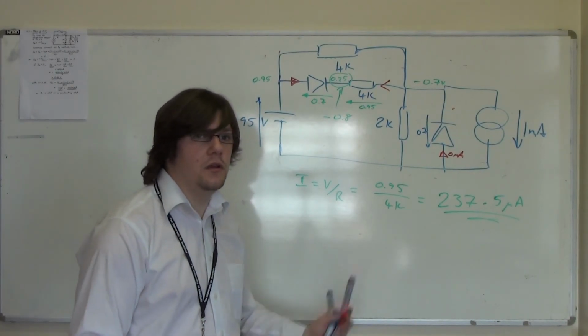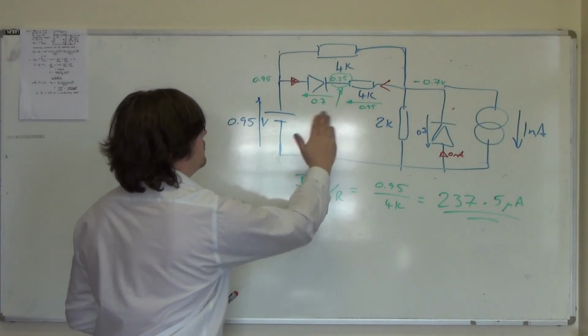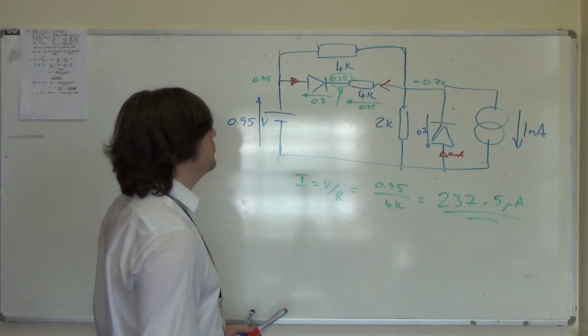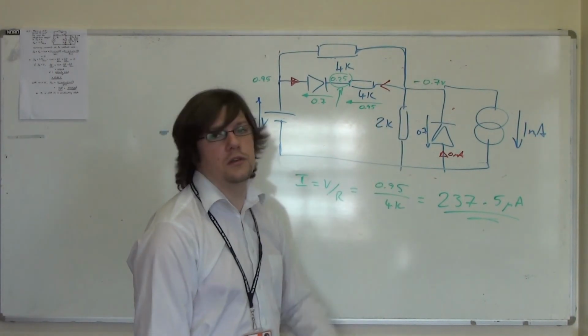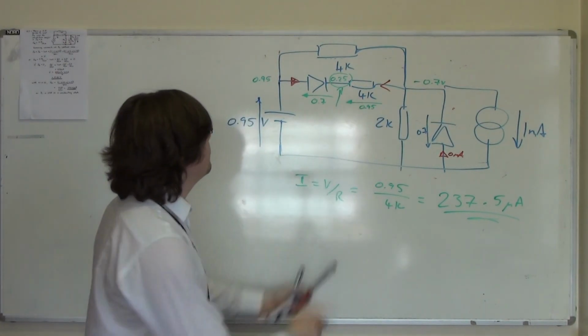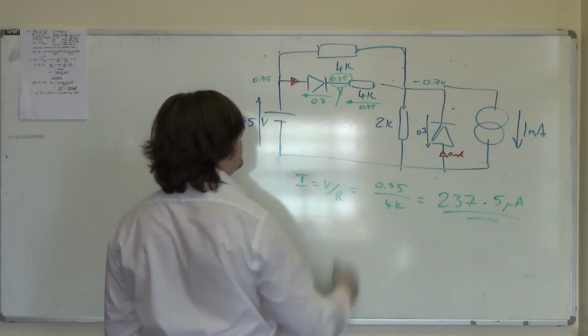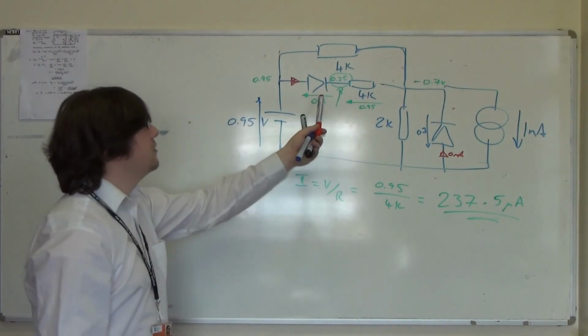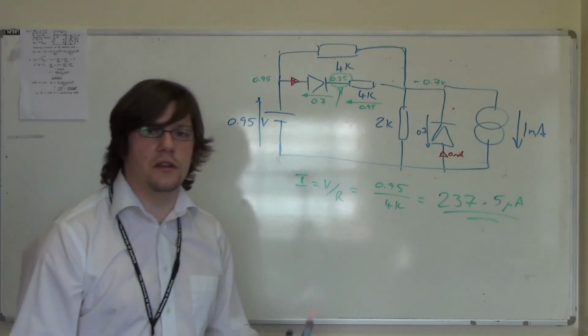As it is, we found out that in fact this isn't minus anything, it's plus 0.25, which is bigger than minus 0.7, so there is a current flowing that way, not that way, through that resistor, and the assumption about this diode being conducting is valid.